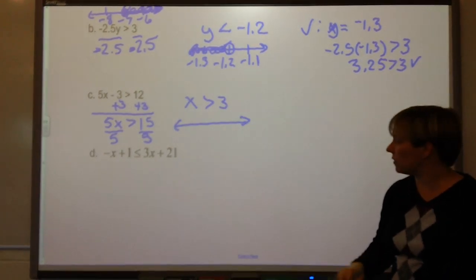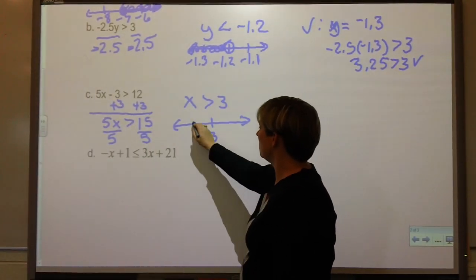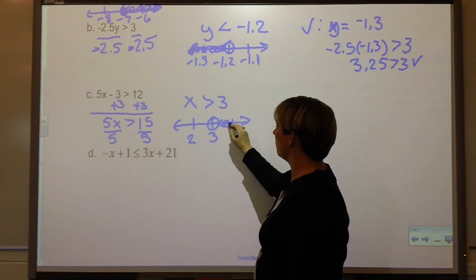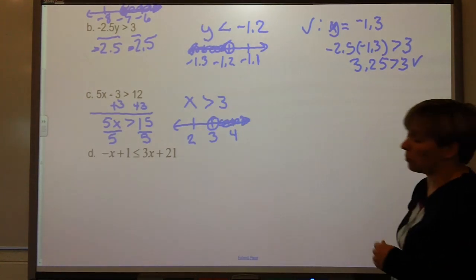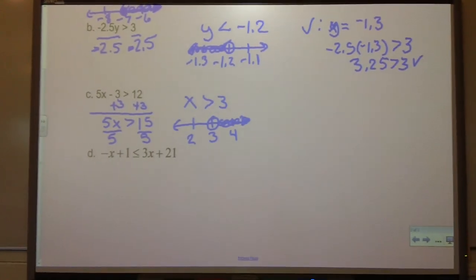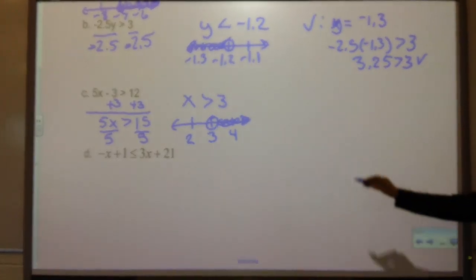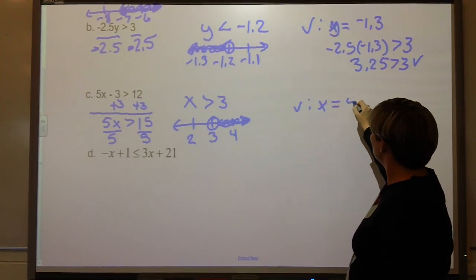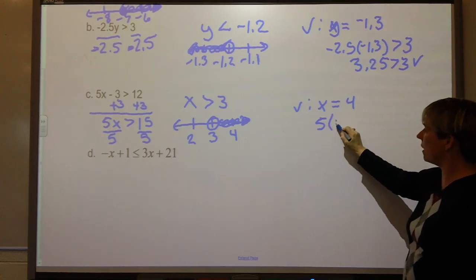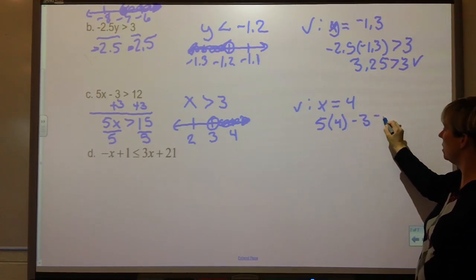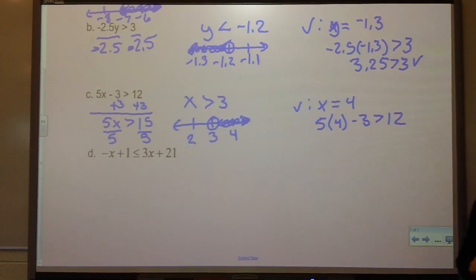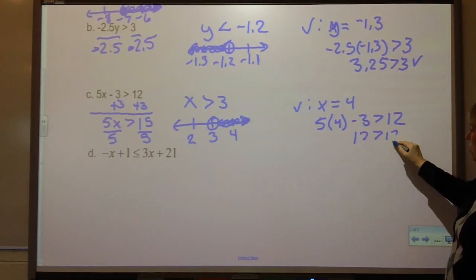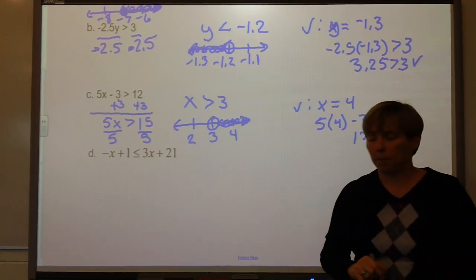I do also need to graph this one. So I'm going to have 3 here. 2 would be here, 4 would be here. Open circle on 3, and I want everything greater than 3. I still need to do my check. Let's check with x being 4. So 5 times 4 minus 3 should be greater than 12, which gives me 17. And that is greater than 12, so I know I have the correct solution.